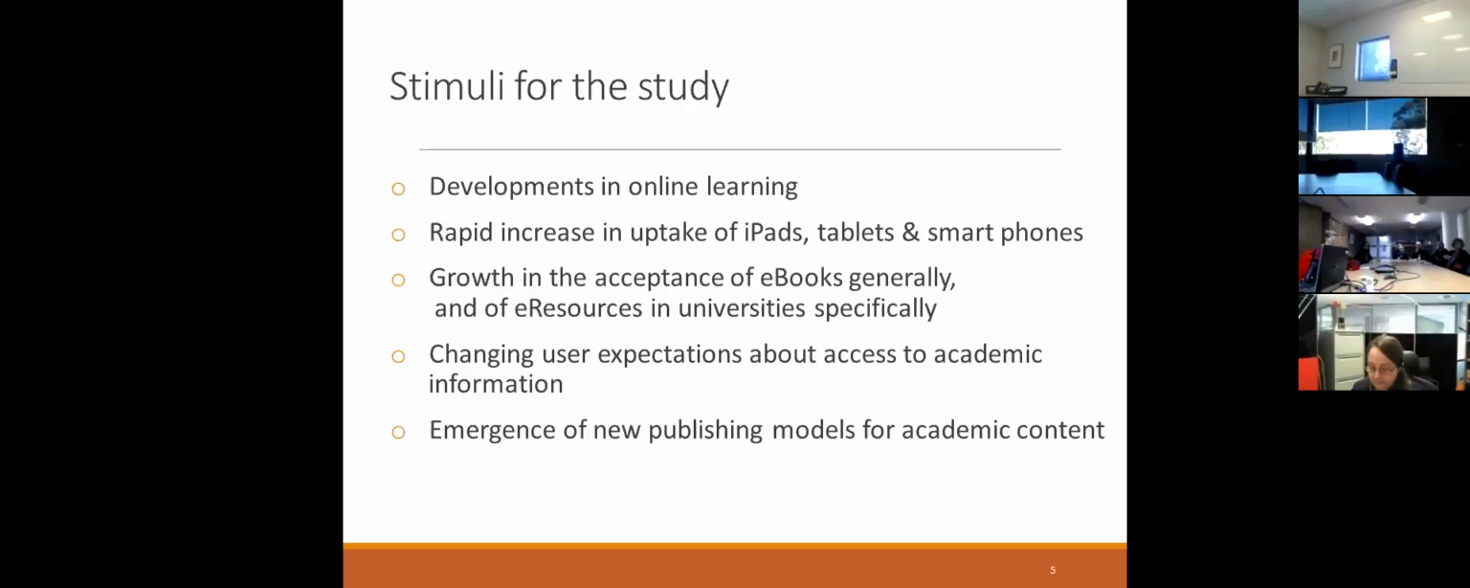My daughter is studying her master's in education, and she does all of her academic reading running at the gym. Her tablet is in front of her and she's running and she's absorbing all of this information.